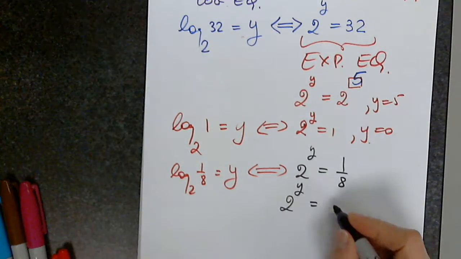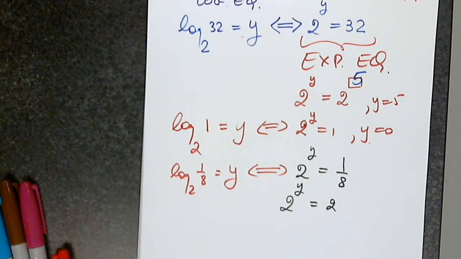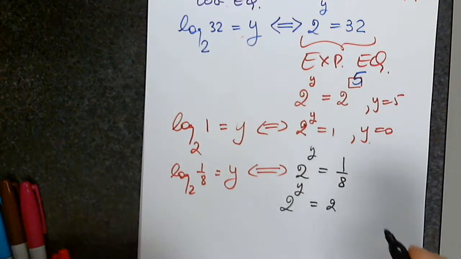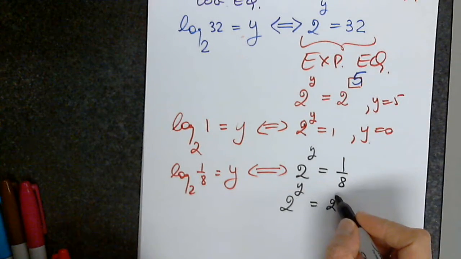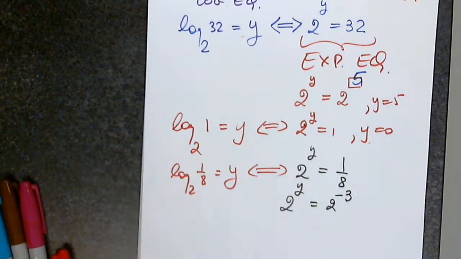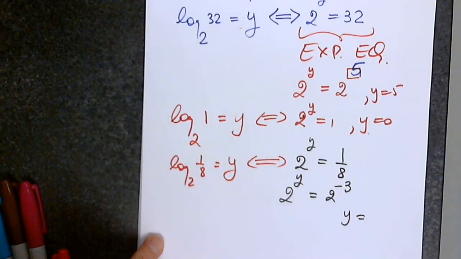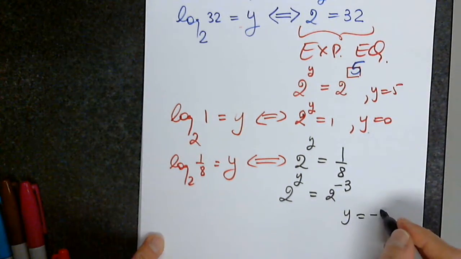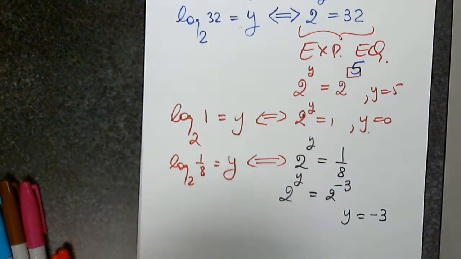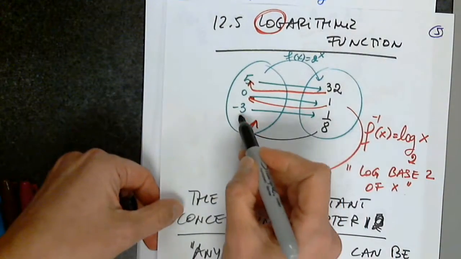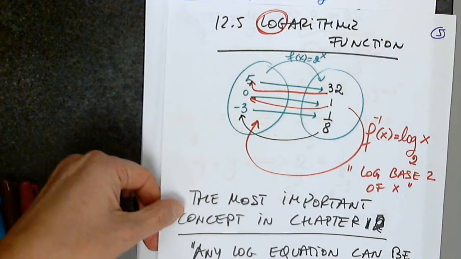With a base of 2. I'm hoping, I can't force it, but it should be there. 2 raised to blah, blah, blah is 1 over 8. That's it. 2 raised to negative 3 is 1 over 2 to the third, which is 1/8. So therefore, y must be negative 3. So we go back and we conclude that this is the case.